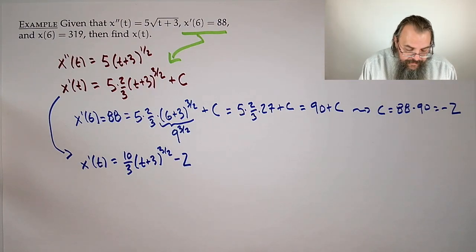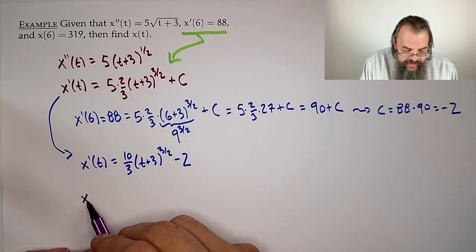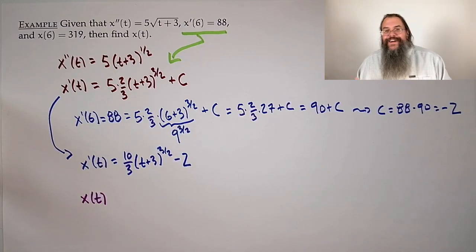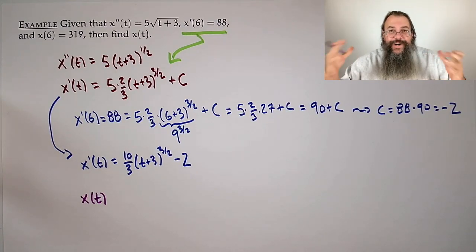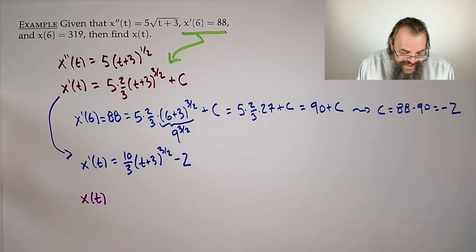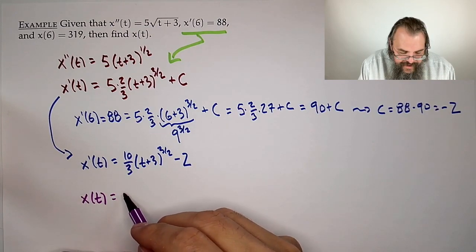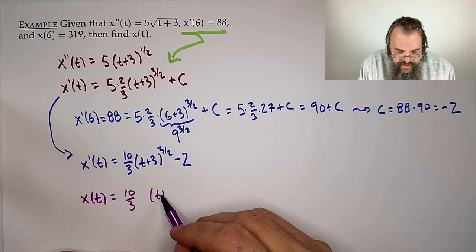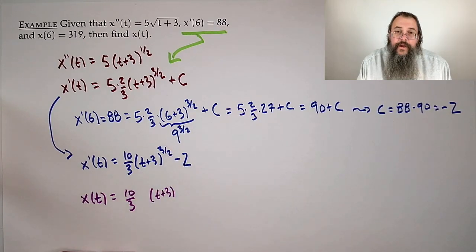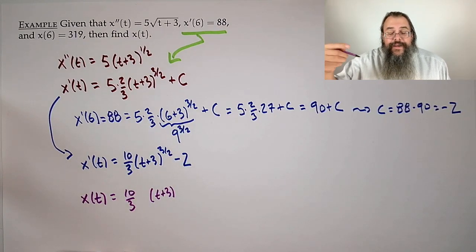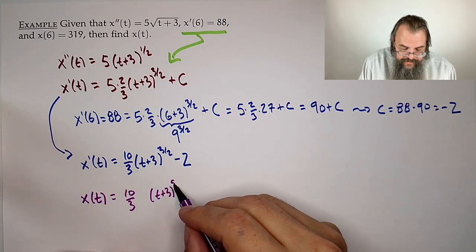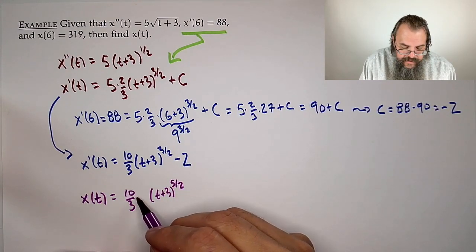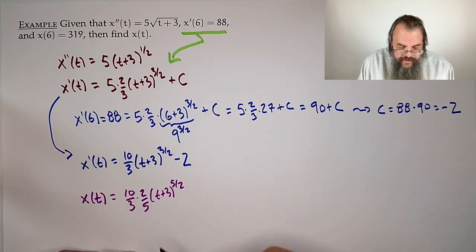So let's integrate again. So we say, aha, x of t. We've already written down x of t. We're in the home stretch. So 10 thirds. Then we're going to have t plus 3. Add 1 to the exponent, that would be 5 halves. And then in the front, multiply by the reciprocal, 2/5.